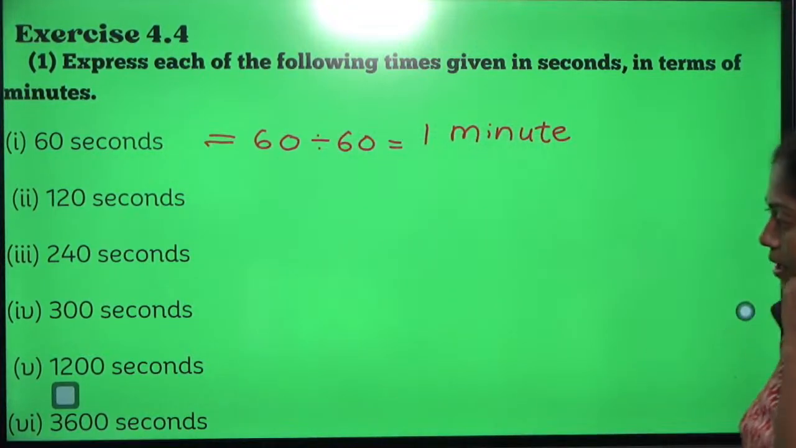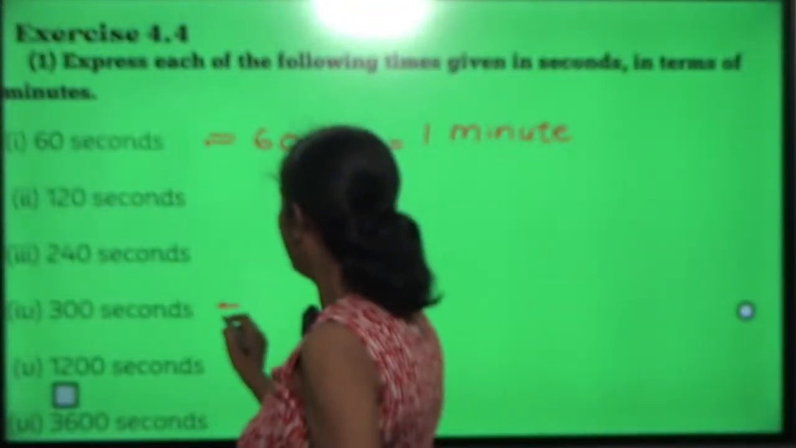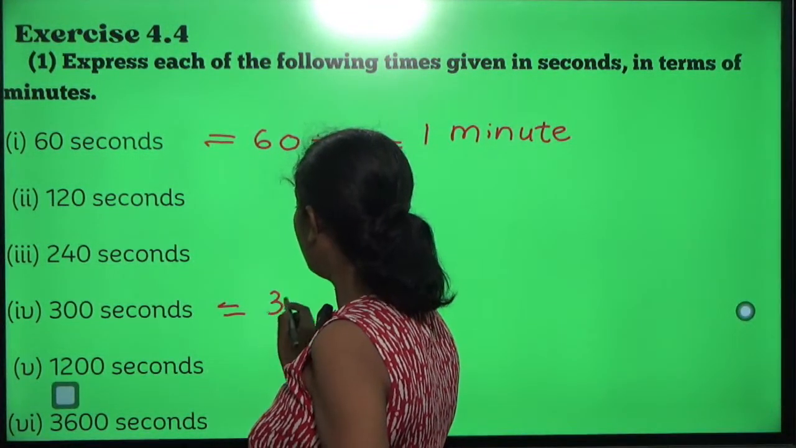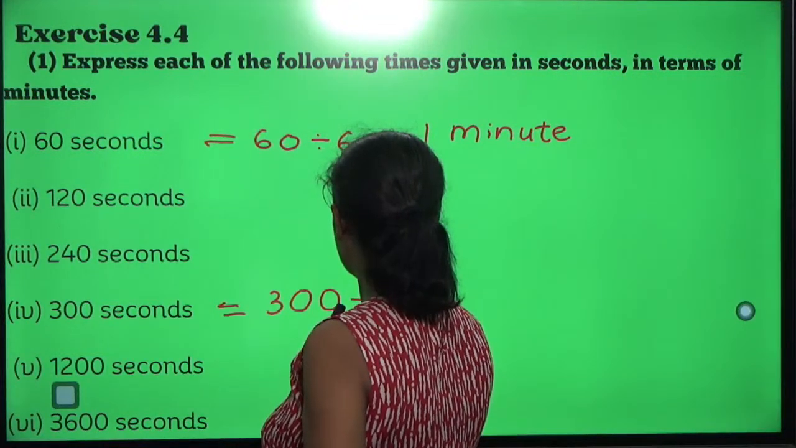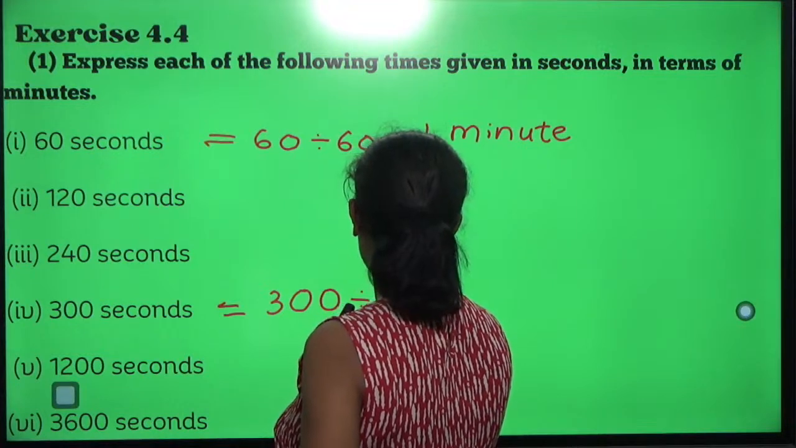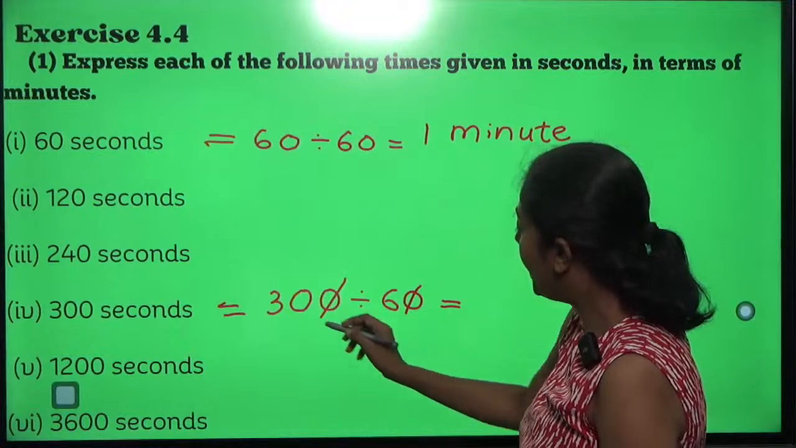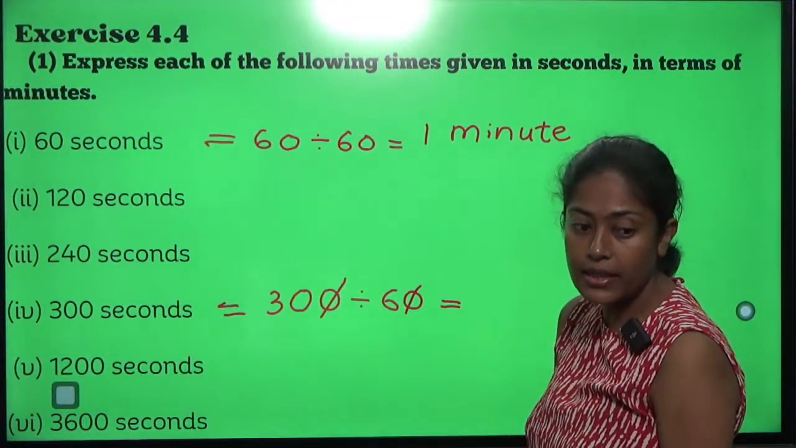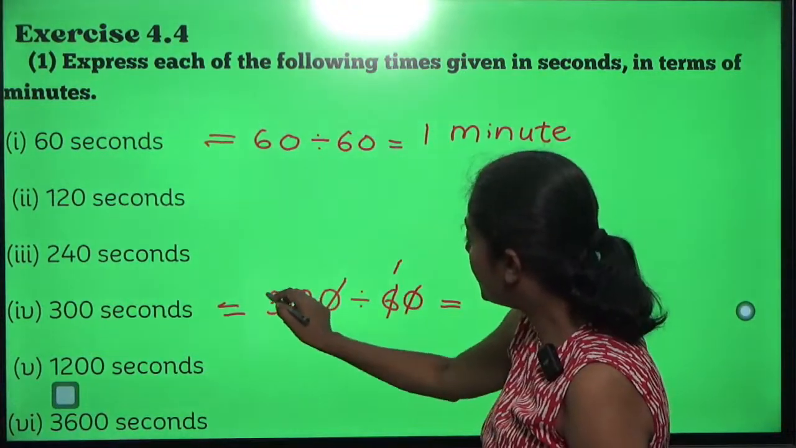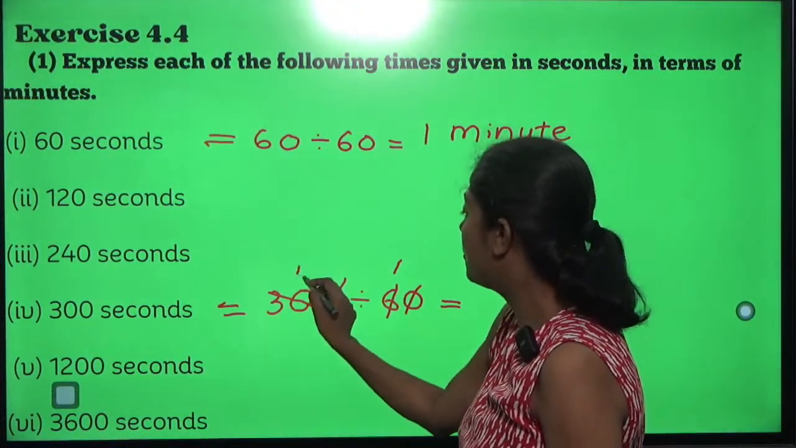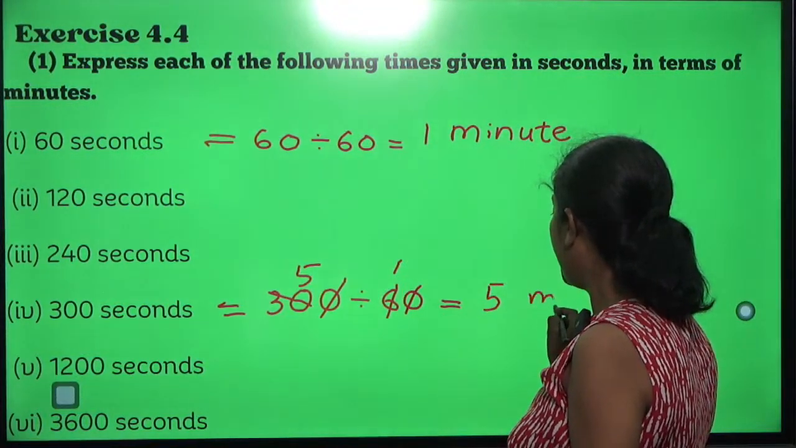Next one, I'll do the fourth question, 300 seconds. Same thing, you have to divide 300 by 60. Then what should the answer be? We can cut the 0 and by 6 we have to divide 30. For 6, 1, then for 30, how many 6 are there? 5. Then the answer is 5 minutes.